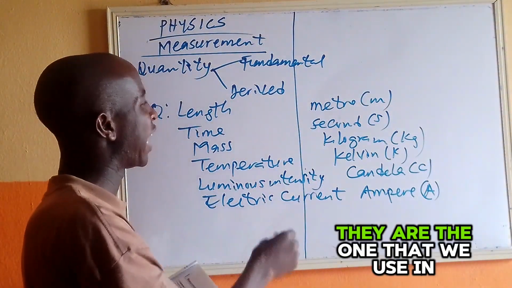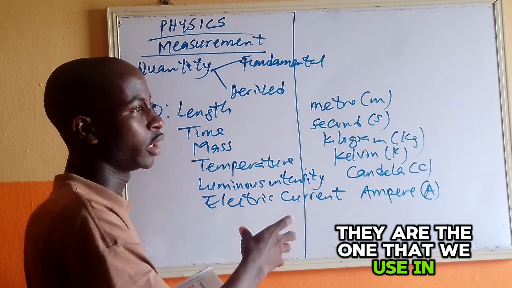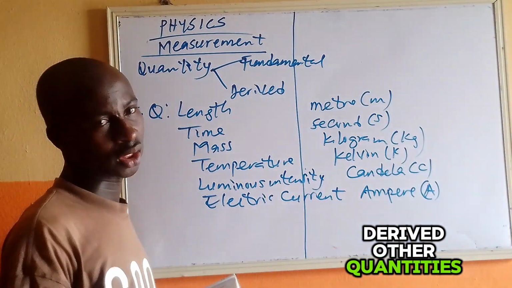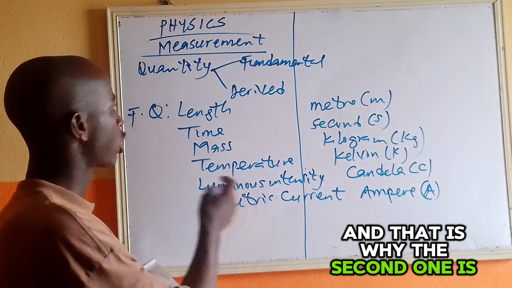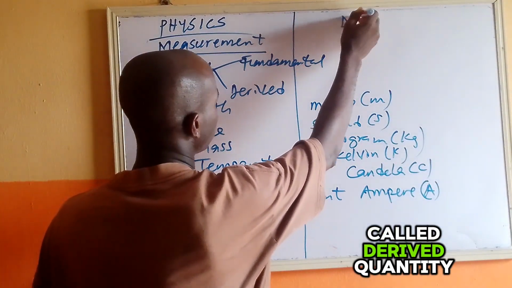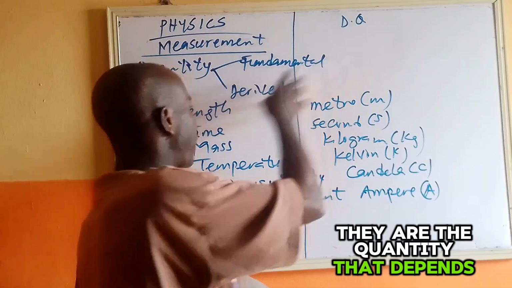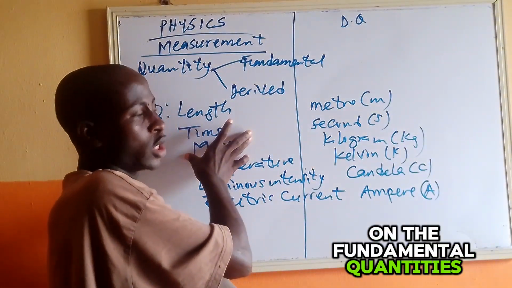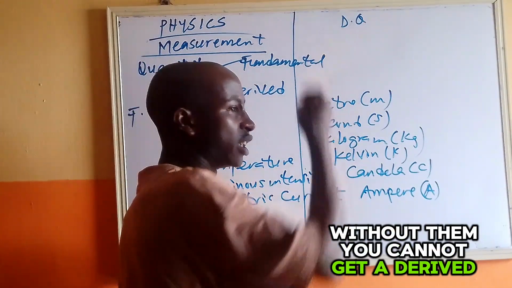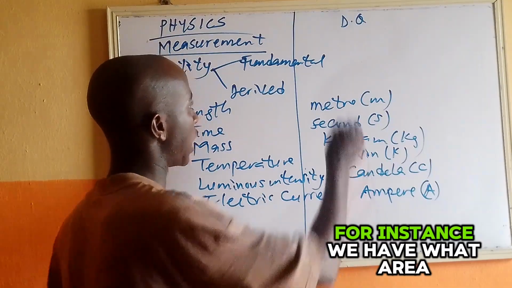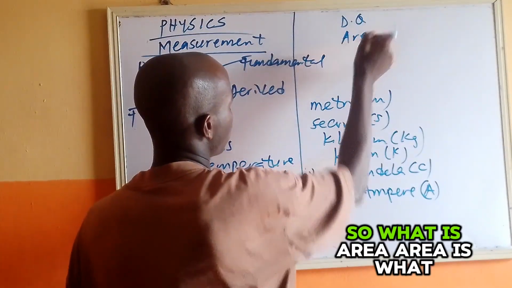These are the ones that we use to derive other quantities, and that is why the second one is called derived quantity. So these derived quantities are the quantities that depend on the fundamental quantities. Without them, you cannot get a derived quantity. What are derived quantities? For instance, we have area.